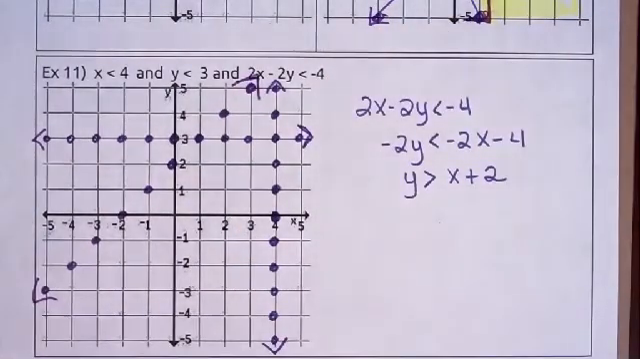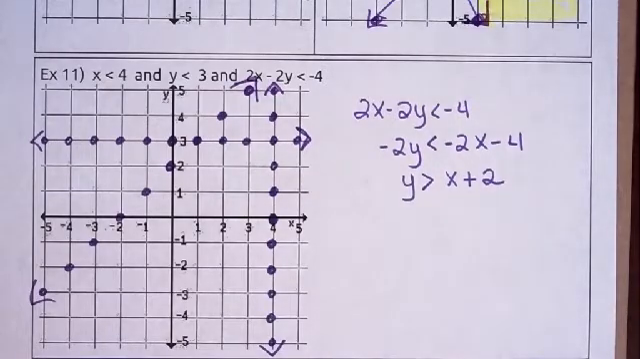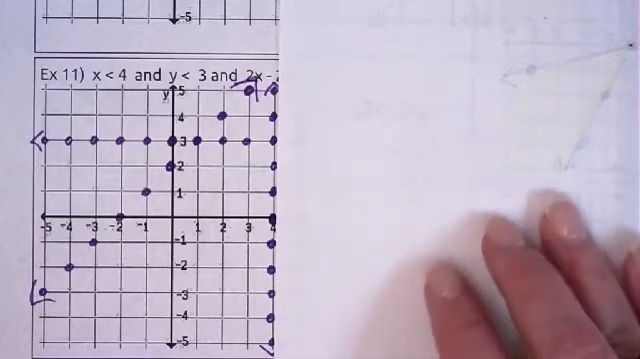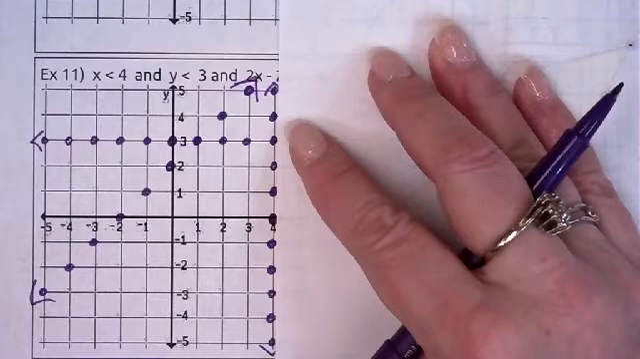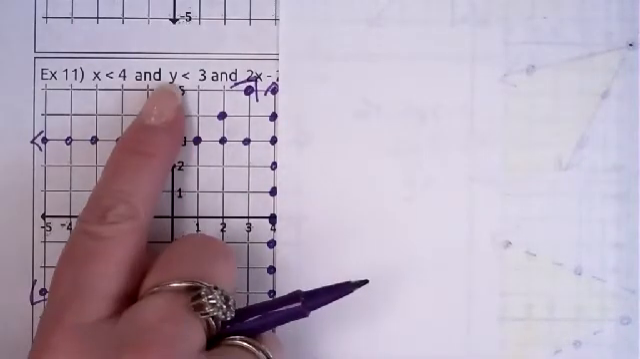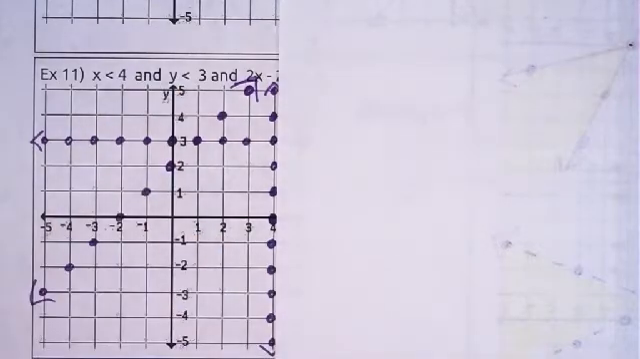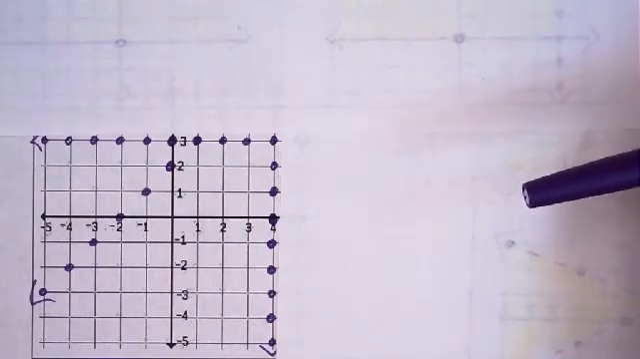Well, there's a lot of dots and lots of lines in there. So let's see if we can keep this straight. Our first inequality says x has to be less than 4. So what that tells me is I have to be to the left side of my x line. So what I'm doing, remember, is just covering up what I can't use. All right. My second inequality says that y is less than 3.